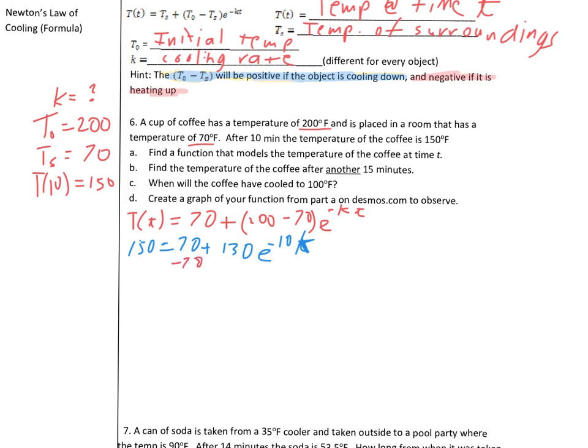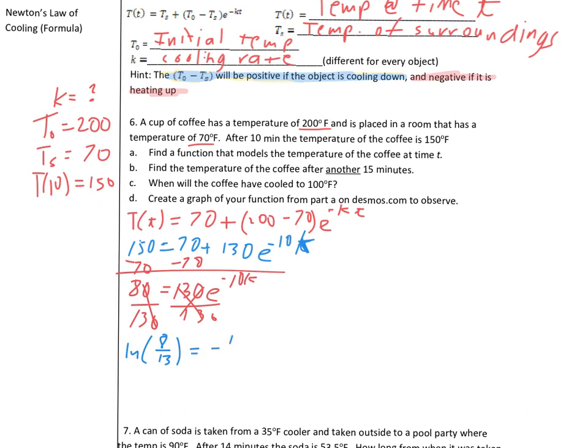So minus 70. That's going to give me 80 equals 130 e to the negative 10k. And I'm going to divide by 130. I'll go ahead and reduce that to just 8 over 13. Now I've isolated the e here, so now I can switch it to log form. So I'm going to have ln of 8 over 13, and what was in the exponent is now isolated. And lastly, I'm just going to divide by negative 10, and that's going to be my k value.